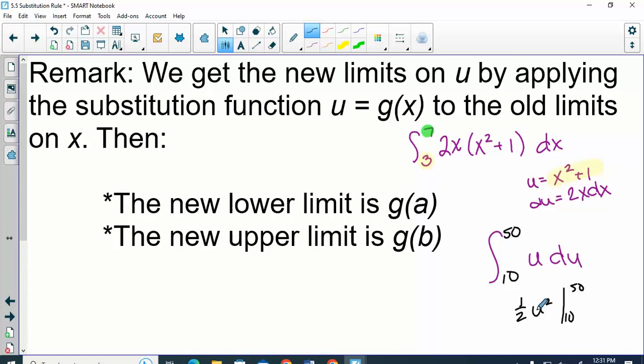It does not matter to me at all which one you do. I tend to change my limits at the beginning just because I think it's easy to forget if you didn't change them and not plug your x back in, and people tend to make more mistakes going the other way. But it is completely up to you when you work through them.